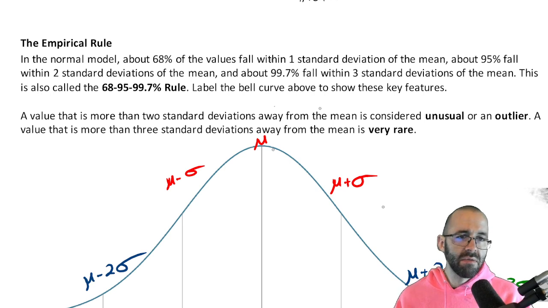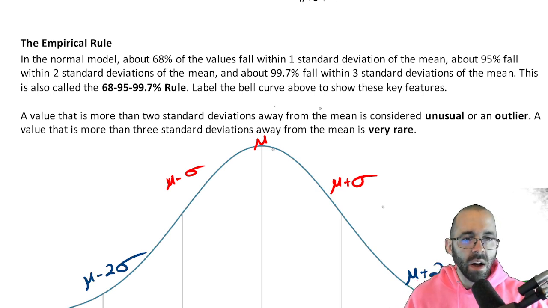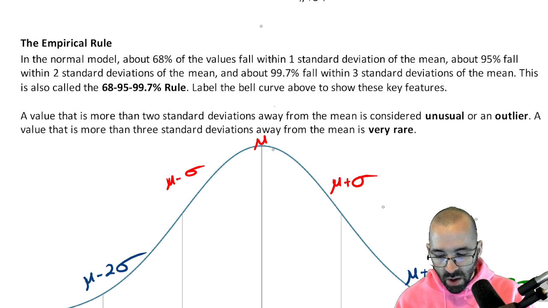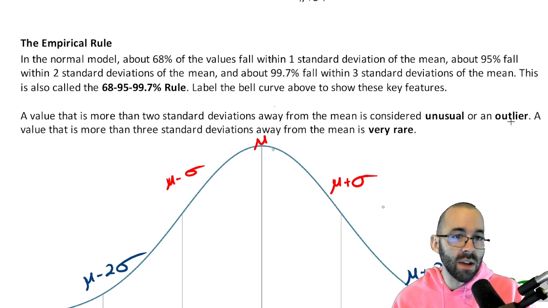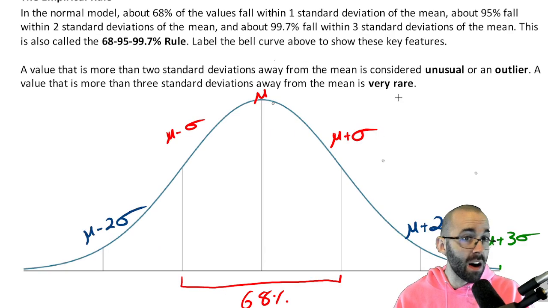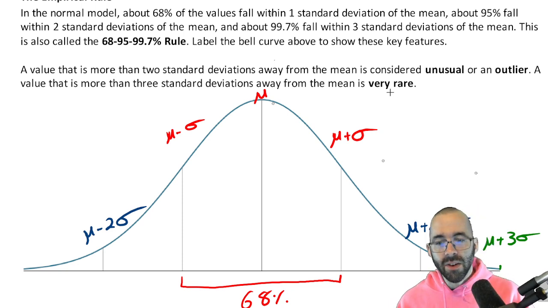And just to give some rule of thumb terms, if you will, if you are more than 2 standard deviations away from the mean, that's unusual. That's an outlier. If you're more than 3 standard deviations, that is very rare. All right. That's pretty much an introduction to normal distributions, kind of what we're talking about here.